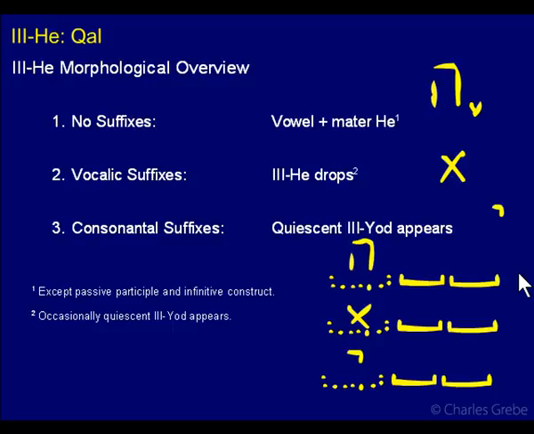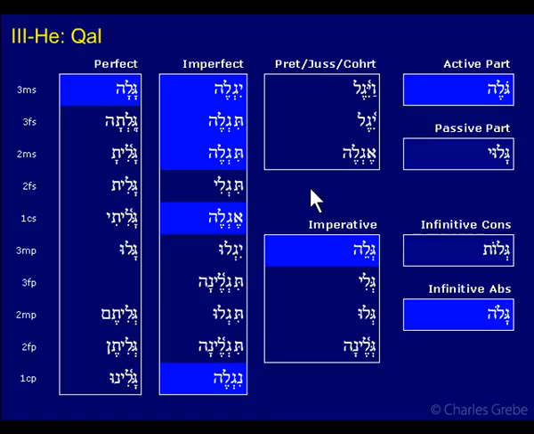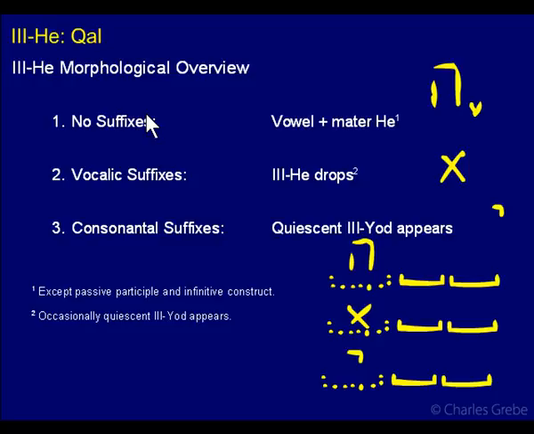Let's now look at the whole paradigm set for Qal according to these three rules. So first we'll start with the forms that have no suffixes. Rule number one. All the forms I've highlighted here have no suffixes. The first one, gala, is the one I had you look at earlier just by looking at the chart in the back of the book. So here we see, again, the rule is what? No suffix means vowel plus mater or he. Some vowel plus mater or he.